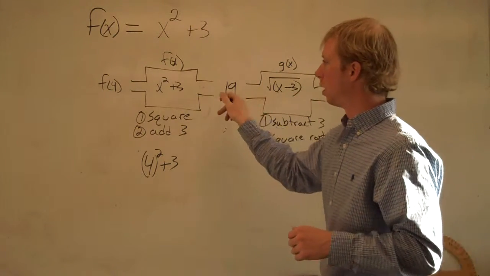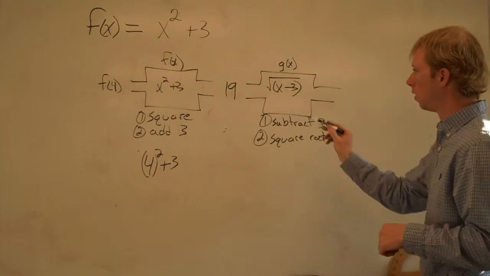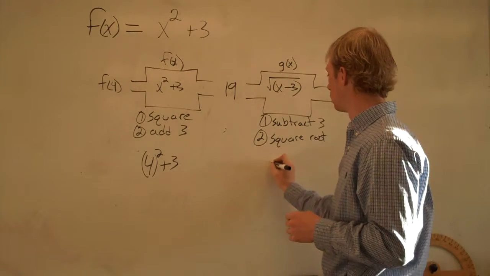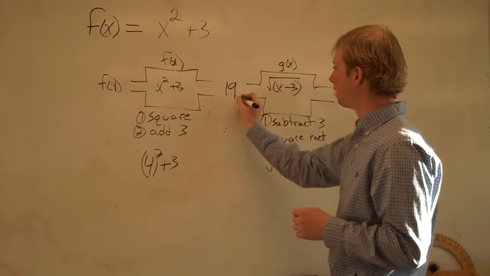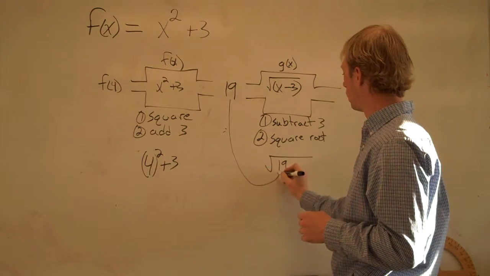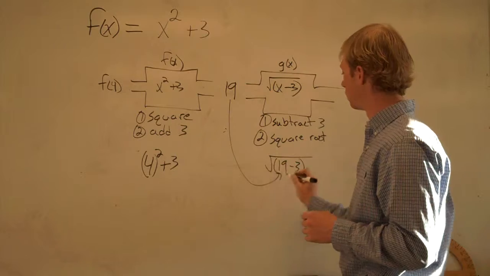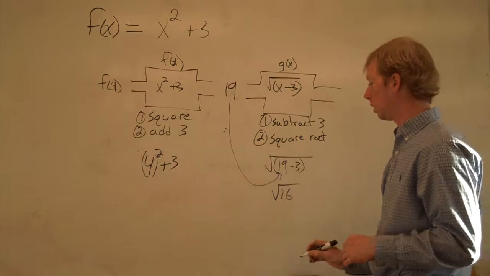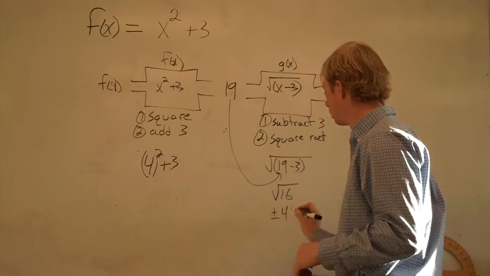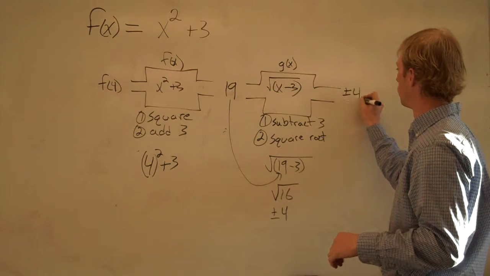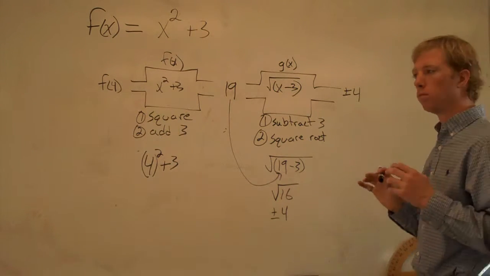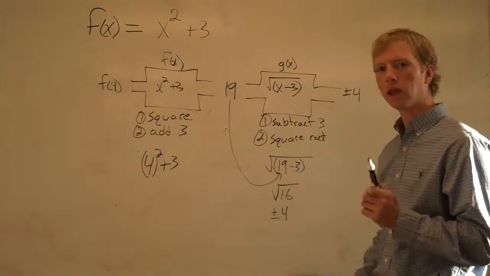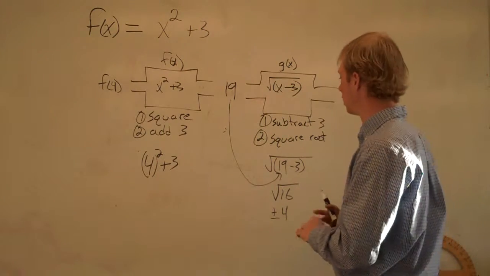Is g of x going to undo this and get me the number 4 again? Well, what is 19 minus 3? 19 minus 3 is 16. You substitute in this number here for x. 19 minus 3 is 16. The square root of 16 is, and this is important, plus or minus 4. Now the reason I put in plus or minus is because if I didn't work with the number 4, but I worked with a negative number, we need to know that same thing.